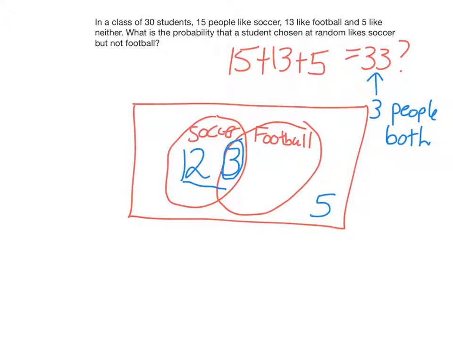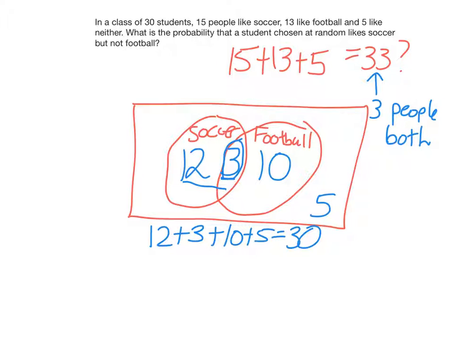So in the football, we do the same. There are 3 who like both. So we've already counted 3 of them. So there are another 10 that go in there. So there are 13 people that like the football circle in total. And what you'll see now is the number in the Venn diagrams, so 12 plus 3 plus 10 plus 5 actually does equal 30. So now we're right. Each student has been counted once and only once.